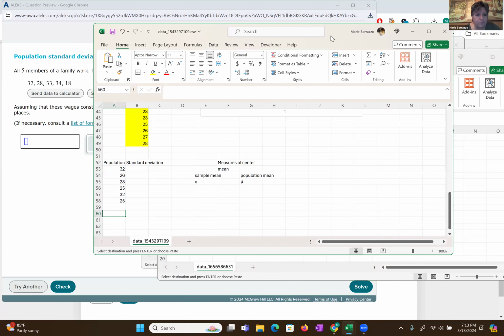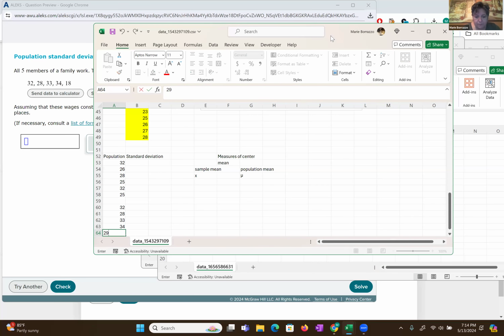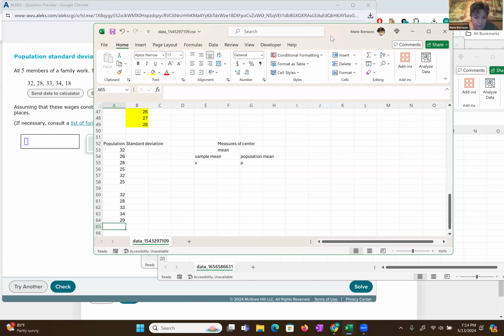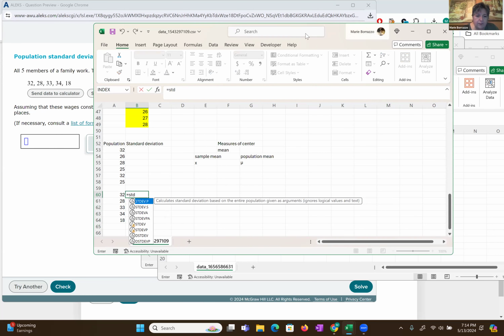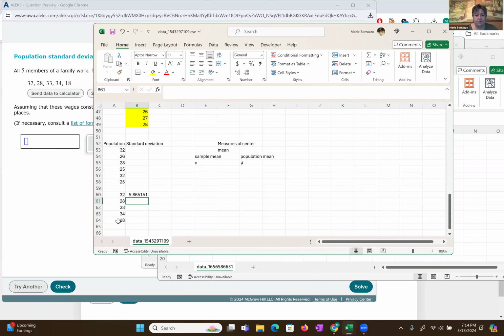And we're going to put in 32, 28, 33, 34, and 18. Once you have that, it's five little numbers. You could copy them yourself. Go equals STDEV dot P. That's what you want, dot P. Hold the numbers down and drag. And you have 5.865.